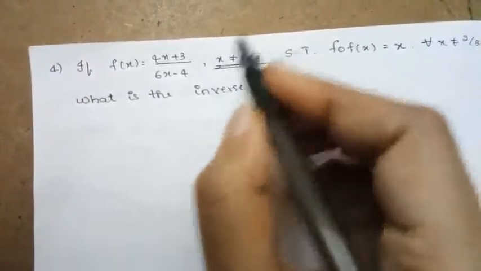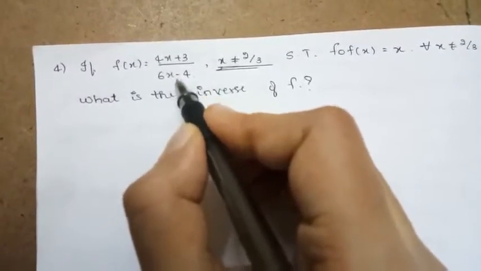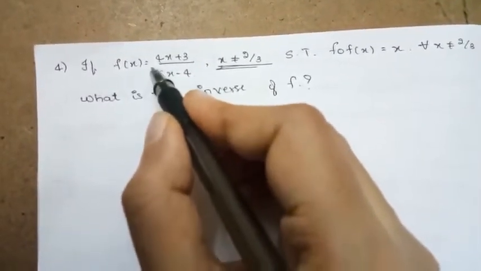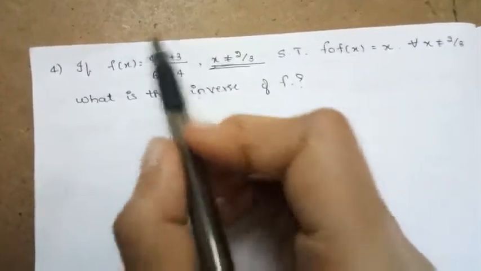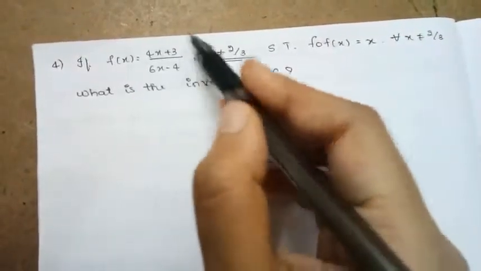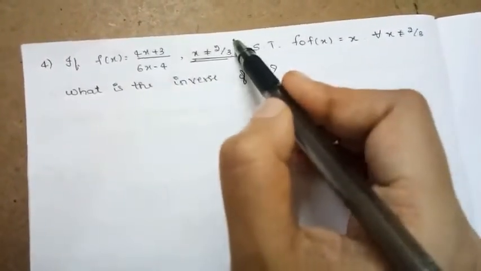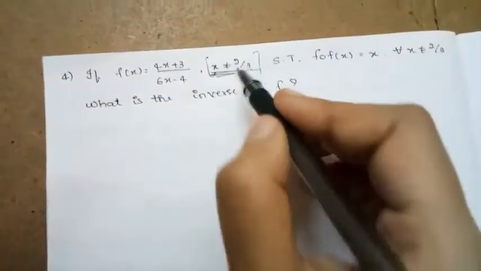What does this implies means? Suppose if you take 2 by 3 here, what happens? 2 by 3: 3 ones are 3, 3 twos are 6, 2 twos are 4, 4 minus 4 is 0. So where this function becomes what? It is not at all defined at this point, so they are taking those points outside. That's all with this indication.